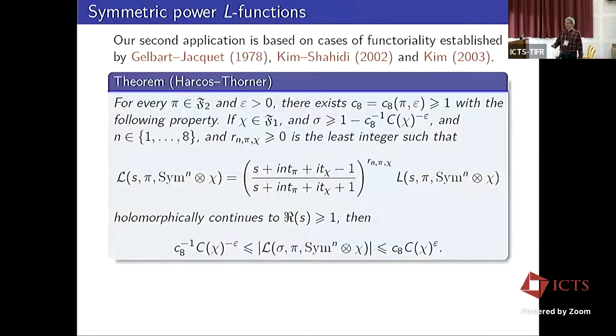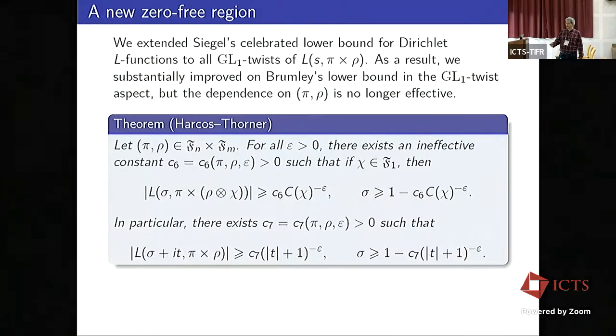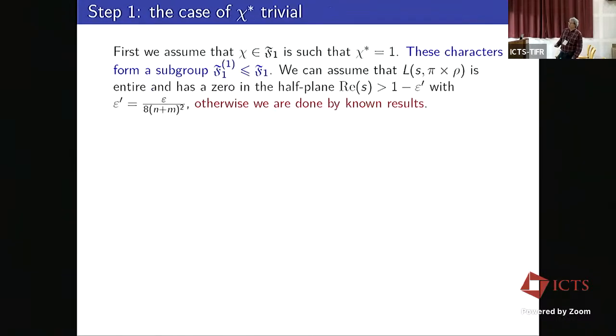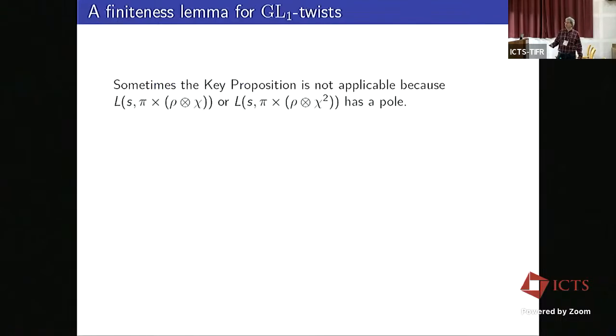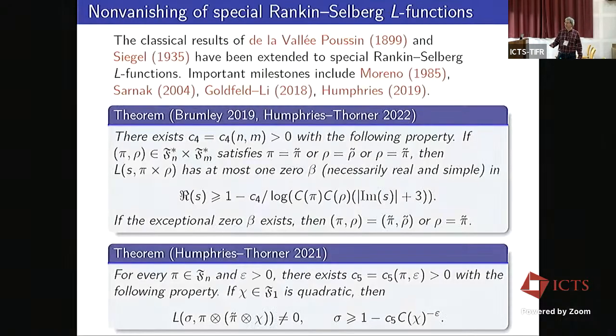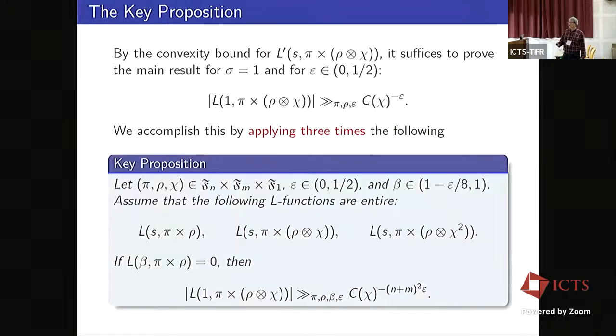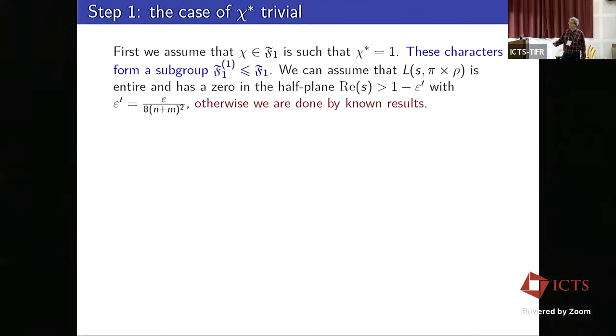Well, that actually corresponds to this special case I mentioned here. So as a first step, we want to establish this special case only. Well, we can assume that L_S(pi x rho) is entire. Why can we assume that? Because if it's not entire, then pi and rho, up to a shift, are duals of each other. And when pi and rho are duals of each other, I already told you a better zero-free region. So we can assume that we are not in the case when the original Rankin-Selberg has a pole.